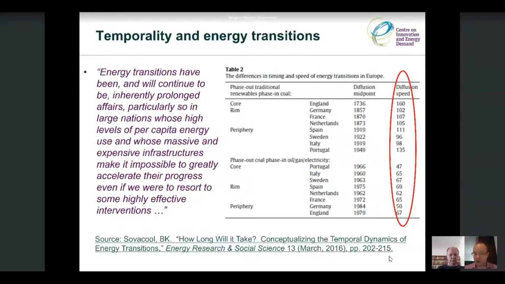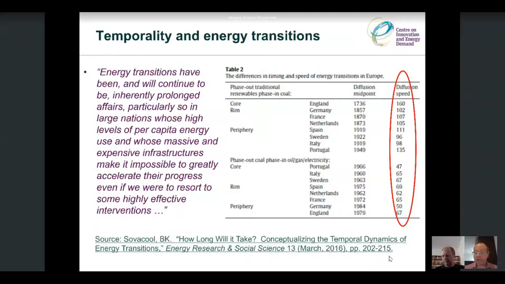So these types of dynamics have convinced people to say things like this quote on the left from the geographer Václav Smil: Energy transitions have been and will be prolonged affairs, especially in places where we have high levels of use, and this makes it impossible to accelerate their progress. Impossible. Not difficult, impossible, even if we resort to highly effective intervention. So Smil is basically saying it is a fool's errand to think that we can accelerate transitions in the future because the historical record is so strong at telling us how difficult it is.